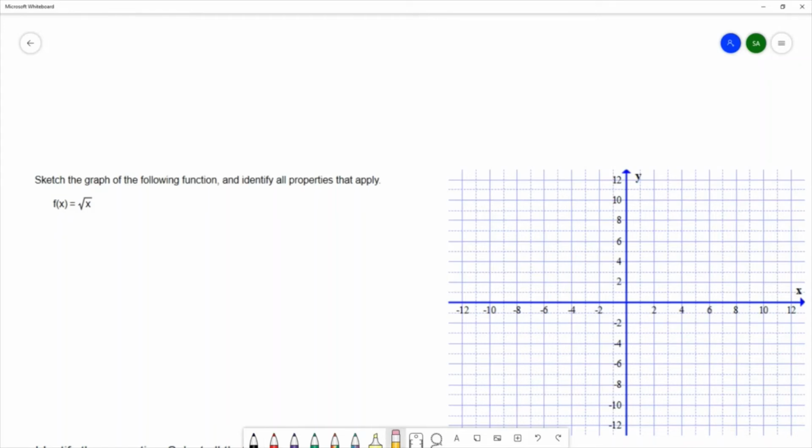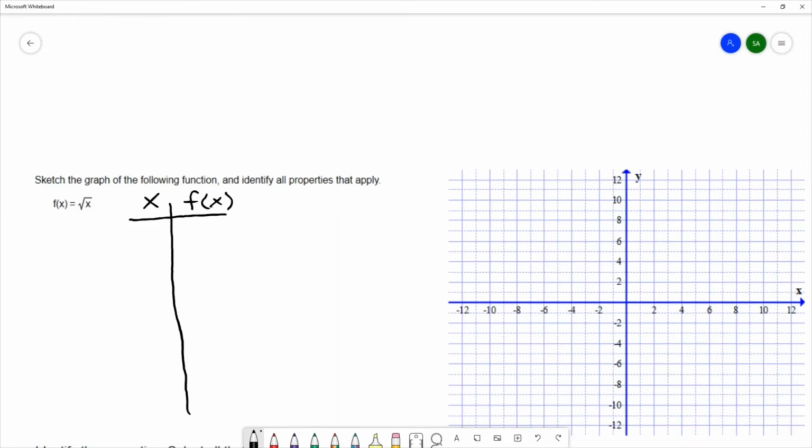For this question, we want to sketch the graph of the following function and identify all the properties that apply. Our function is f of x equals square root x. I'm going to graph this function using the plotting points method, and typically I'll choose a standard set of points for my x's to then find the y values. The standard set that I typically choose is -2, -1, 0, 1, and 2.